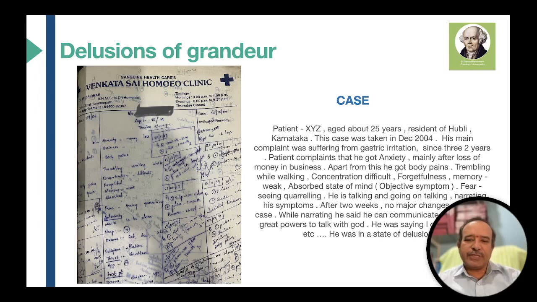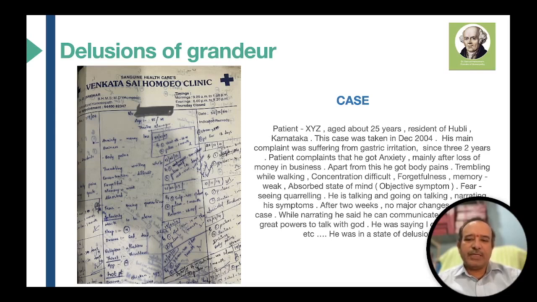His main suffering is gastric irritation since 2 years. The patient complains of anxiety after loss of money, business loss, and also body pains, trembling while walking, difficulty concentrating, forgetfulness, weak memory, and he was in an absorbed condition. While taking the case history, he used to go as if in a blank mode. When I insisted he tell me about his symptoms, he used to go on talking, in a loquacious mode of mind.